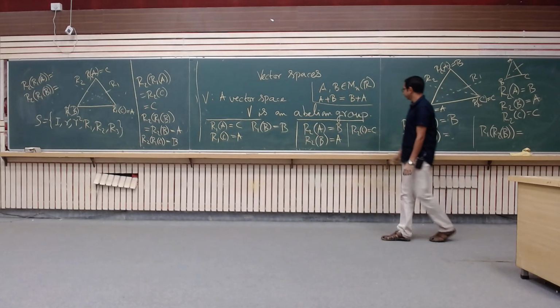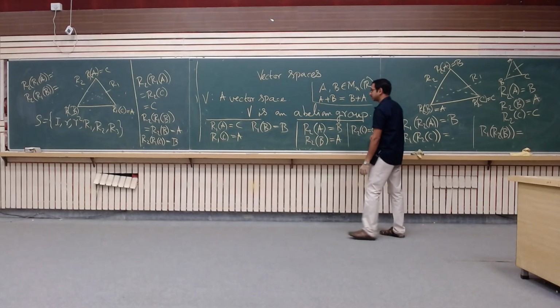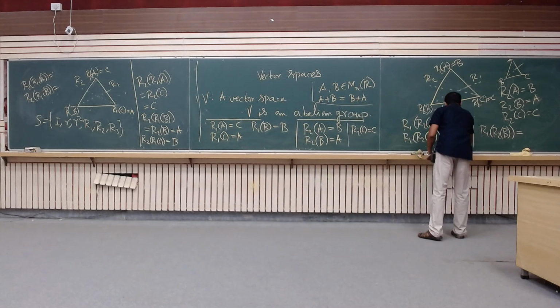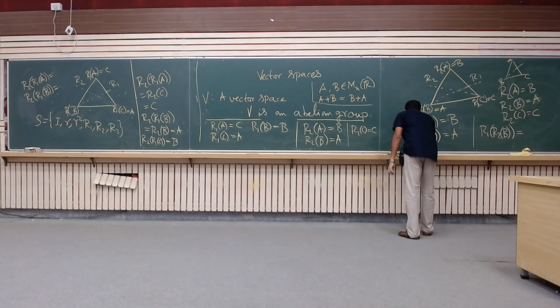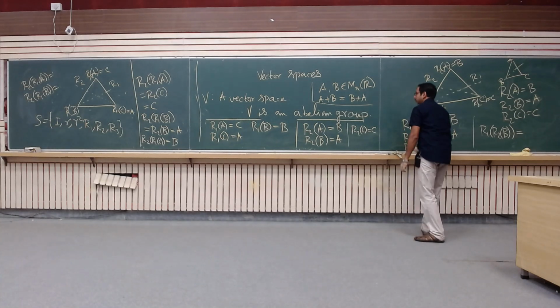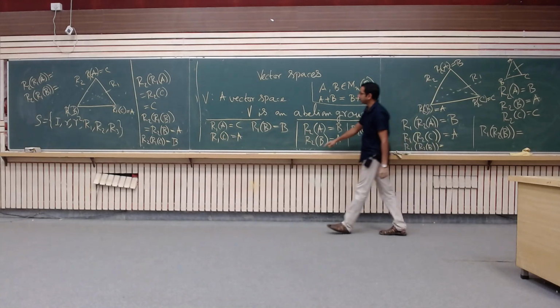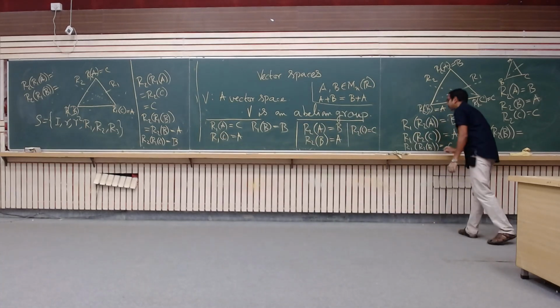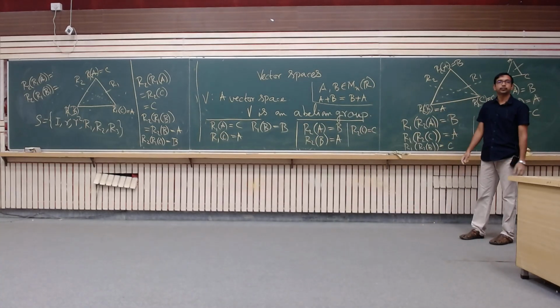And R2 of C is C, and you are now applying R1 on C, and you get A there, right? And then you apply R1 on R2 of B. Well, what is R2 of B? That is A, and then you are applying R1 on A to get C. And now let's compare the images that we got.